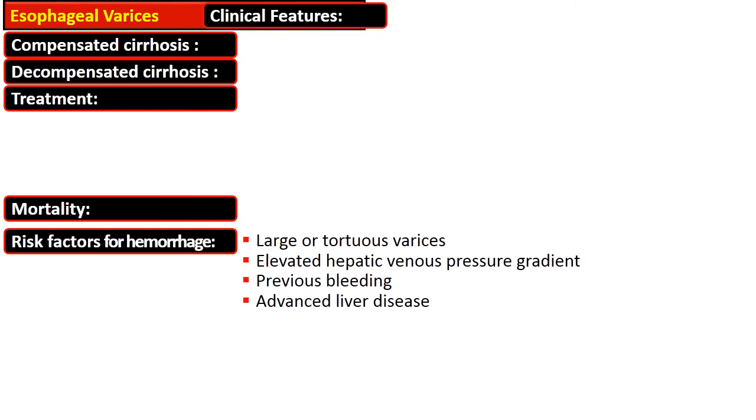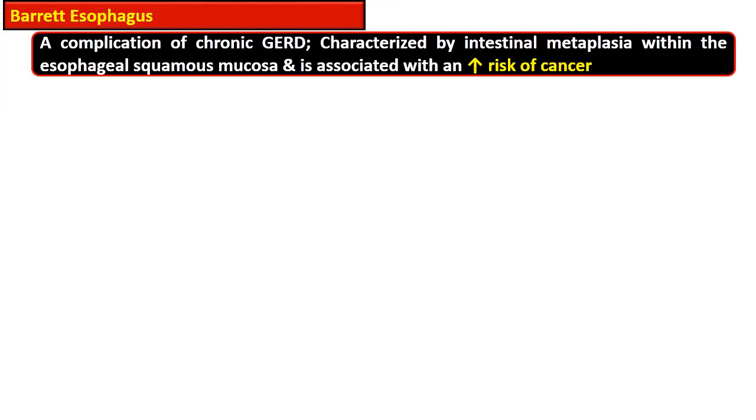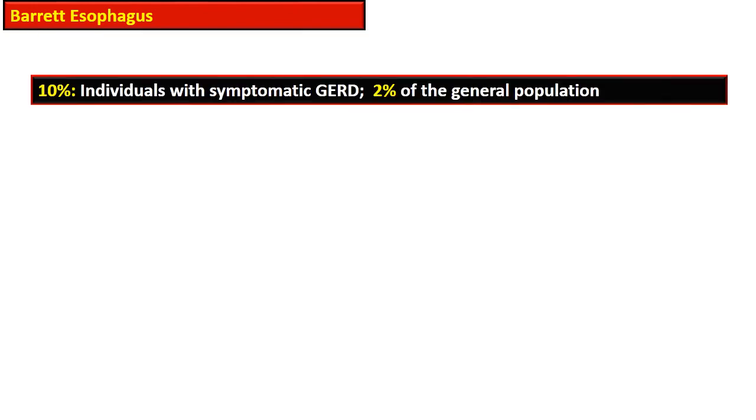The risk factors for hemorrhage are large or tortuous varices, elevated hepatic venous pressure gradient, previous bleeding, and advanced liver disease. Barrett's esophagus is a complication of chronic gastroesophageal reflux disease, and it is characterized by intestinal metaplasia within the esophageal squamous mucosa and is associated with an increased risk of cancer.